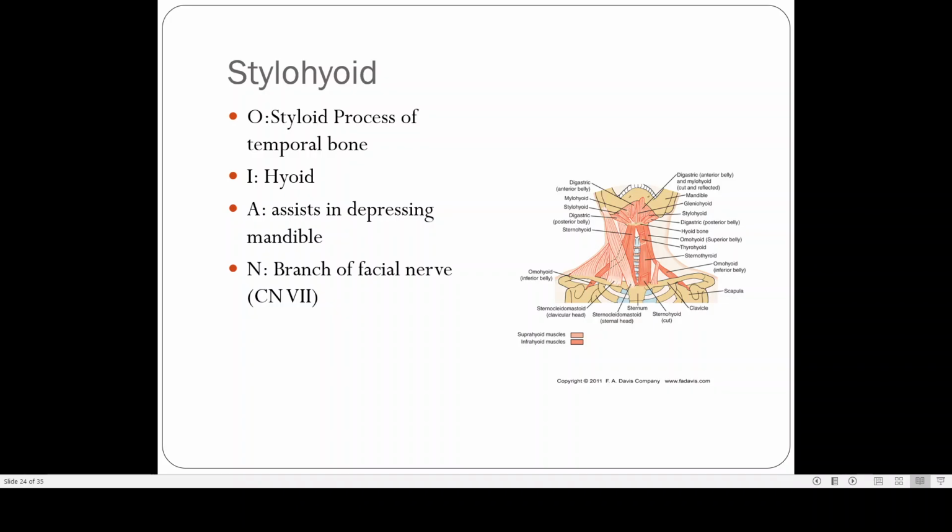Stylohyoid is going to be, if you look up there, you can see the geniohyoid and the mylohyoid moving medial to lateral, and then you run into stylohyoid. Stylohyoid is coming off the styloid process down to the hyoid bone, and it also helps with depressing the mandible. It comes off of cranial nerve 7, which is facial.